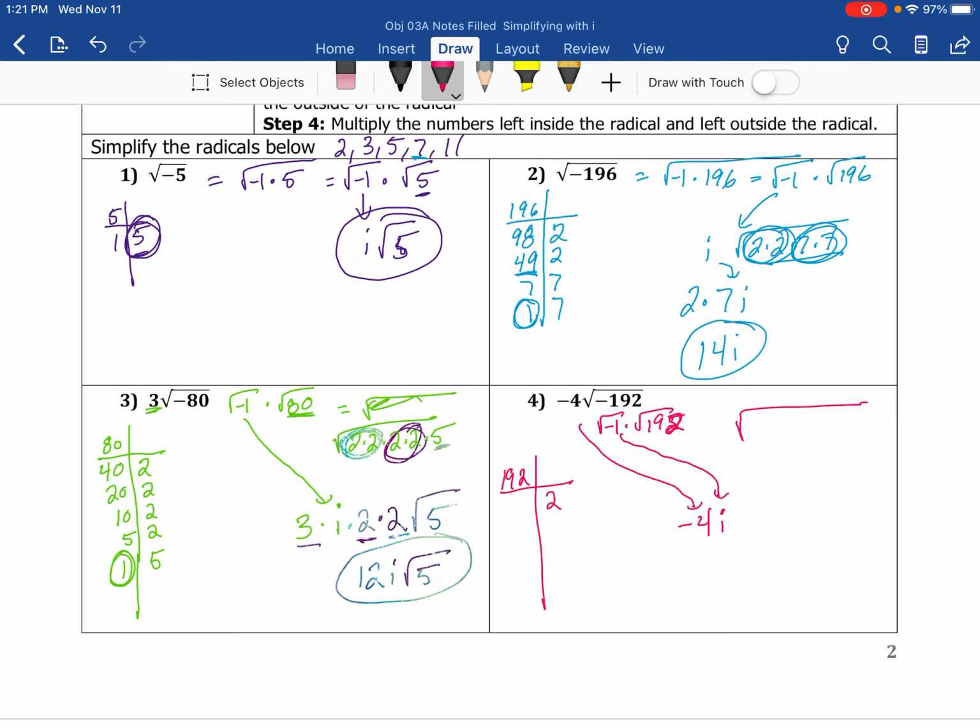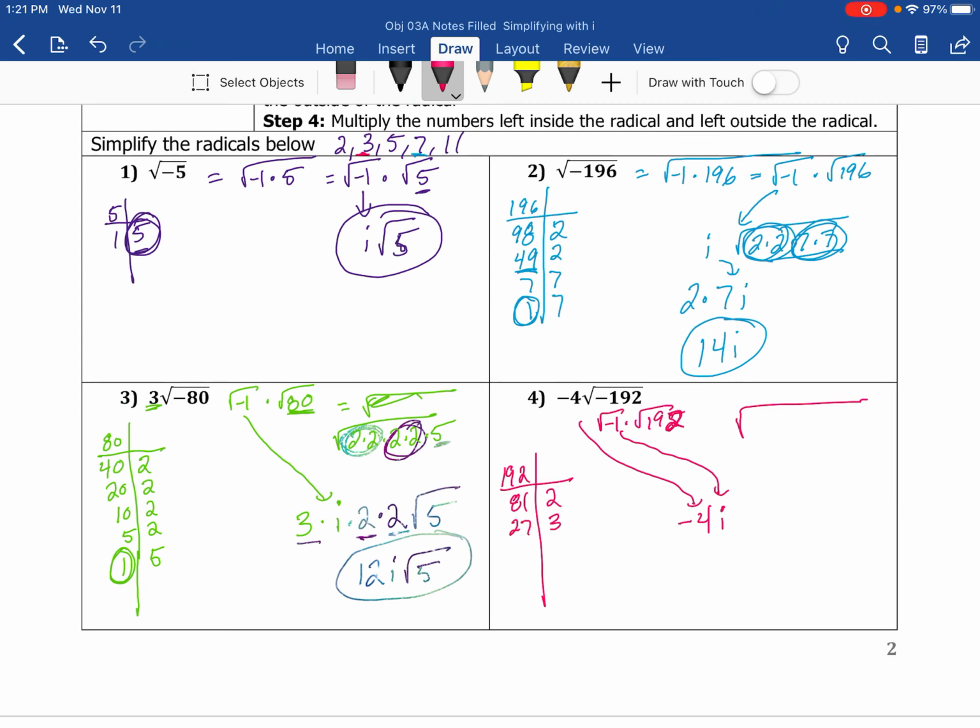So I do 192 divided by 2 is 96. 2 doesn't go into 81, so I look at my next prime number, and my next prime number up here is 3. 3 does go into 81. 27 times. Does 3 go into 27?